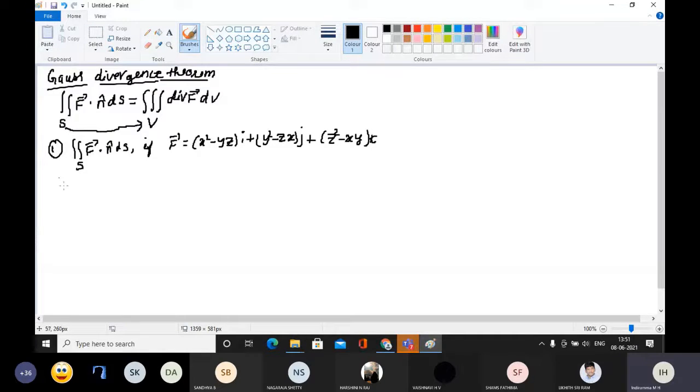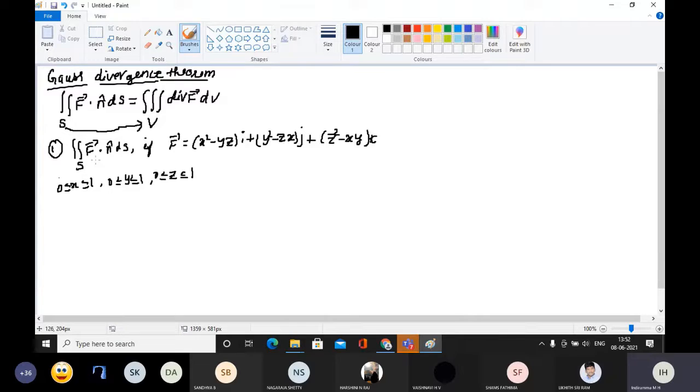Boundary: x is between 0 and 1, y is between 0 and 1, and z also lies between 0 and 1. You will get a cube. Correct? Rectangular parallelepiped. Actually it is a cuboid because all the dimensions are the same.